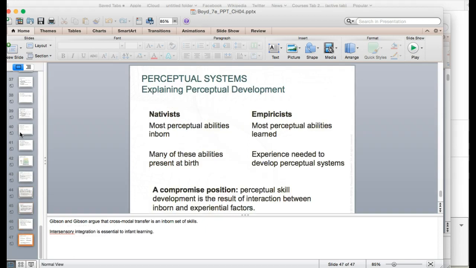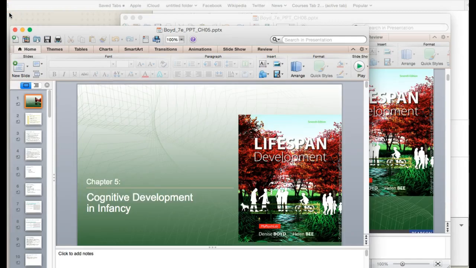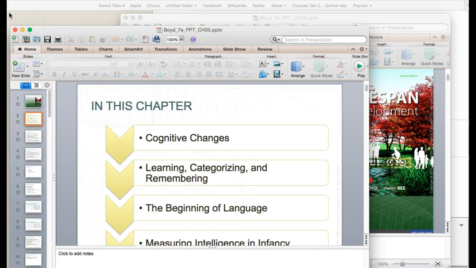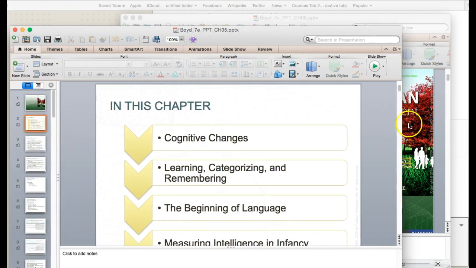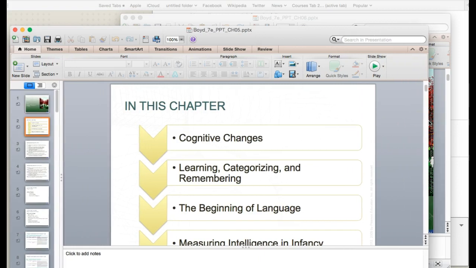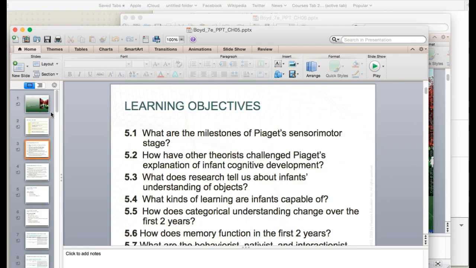Alright, so let's move on to chapter 5. That's a really interesting topic in terms of early development in children. So chapter 5 is over cognitive development in infancy. And of course, this chapter will discuss cognitive changes, learning, categorizing and remembering, beginning of language, and measuring intelligence in infancy.